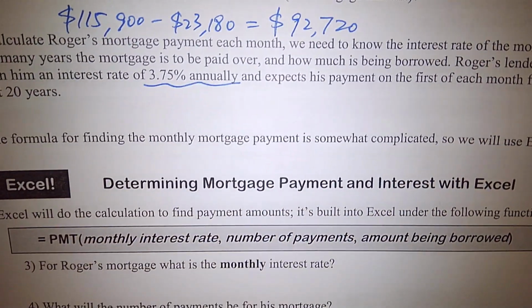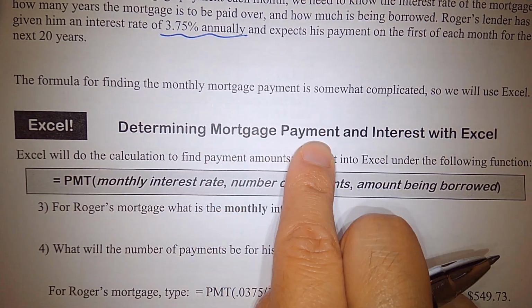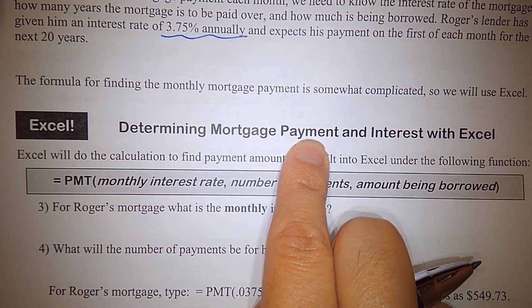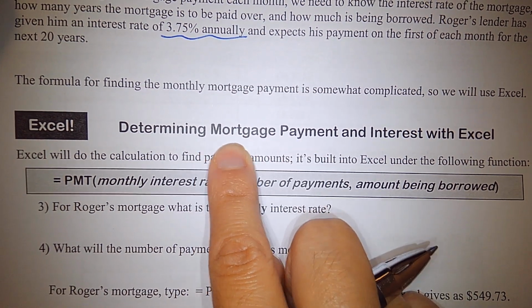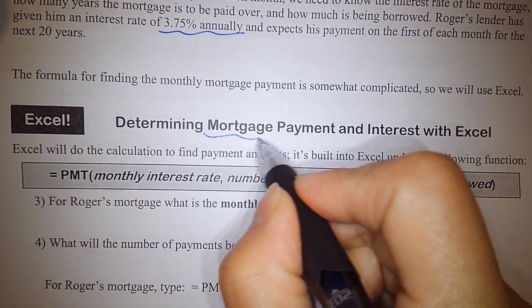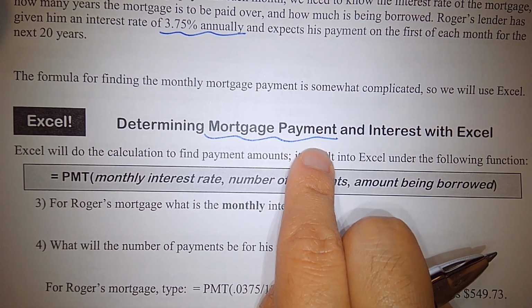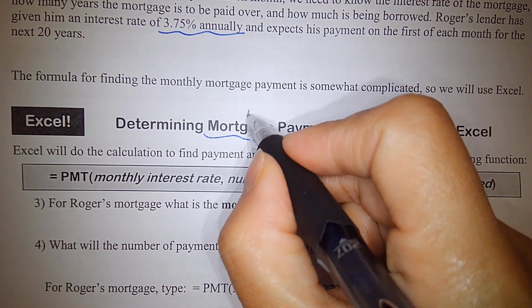Then, how to determine the mortgage payment? When we talk about mortgage payment, it means the monthly payment. You pay for it monthly.